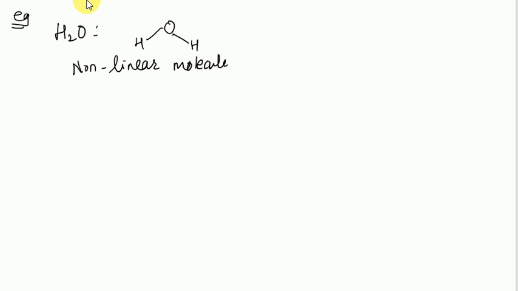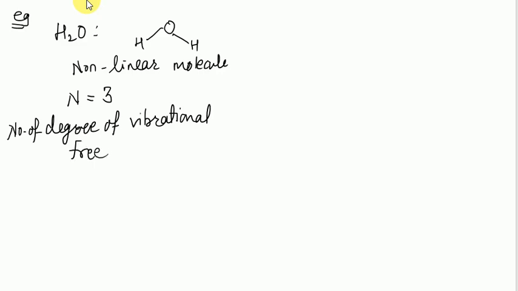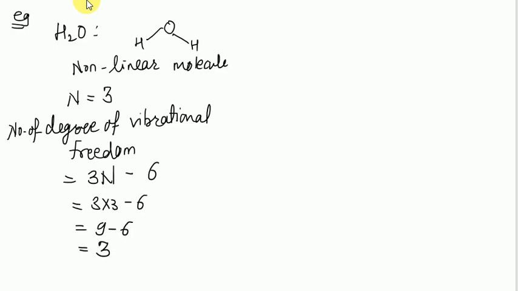We will take one example of a linear and another of a non-linear molecule. First is H2O. For the H2O molecule, we know the geometry is like this and it is a non-linear molecule. N means the total number of atoms. The total number of atoms is 3 here. So the number of vibrational degrees of freedom for H2O is equal to 3N minus 6, which is 3 into 3 minus 6. So 9 minus 6 comes to 3. So there are 3 vibrational degrees, meaning 3 modes.